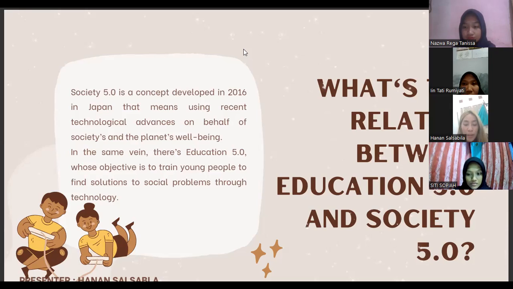In line with that, there is education 5.0, which aims to train the younger generation to find solutions to social problems through technology. In this day and age, the mutually beneficial relationship between education and social action goes beyond the development and embedding of skills and attributes. Education social action projects have also been shown to support young people's emotional well-being and identity and promote self-esteem. Okay, thank you. That's all from me.